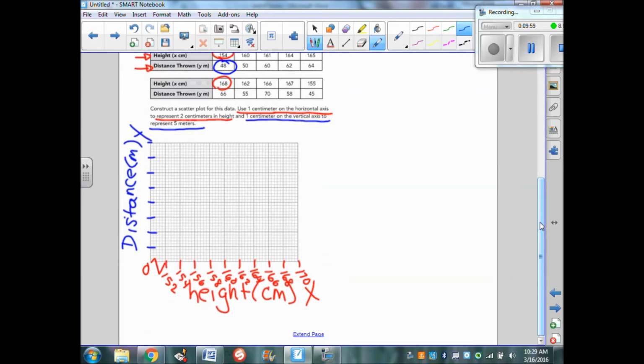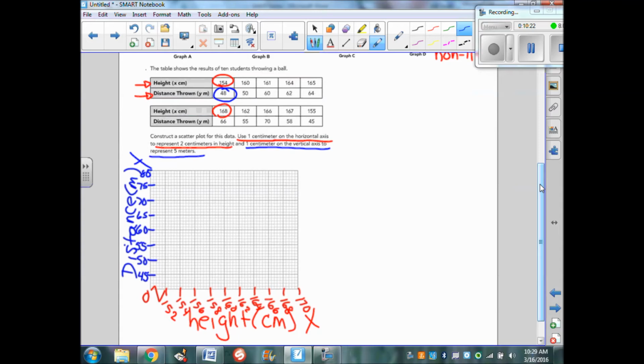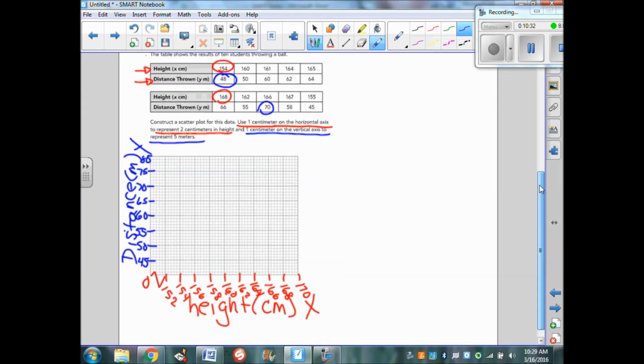So okay, I'm going to start this one at 45. Okay? And that break in the data is going to cover the distance from 0 to 45. So now I'm counting by 5s. And I got all the way up to 80. And let's make sure that 80 covers the distance thrown. So it looks like the furthest distance thrown was 70. So I'm good. Okay, so now let's go ahead and plot our points.